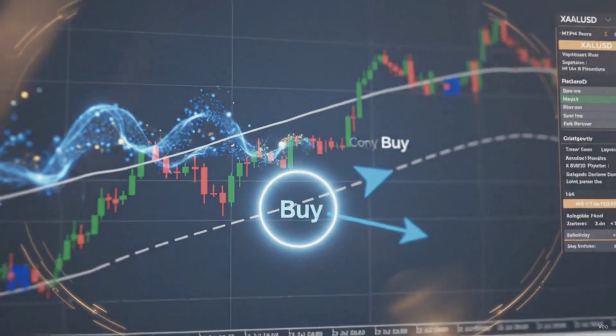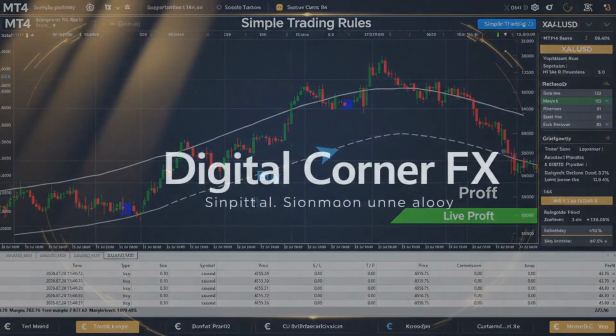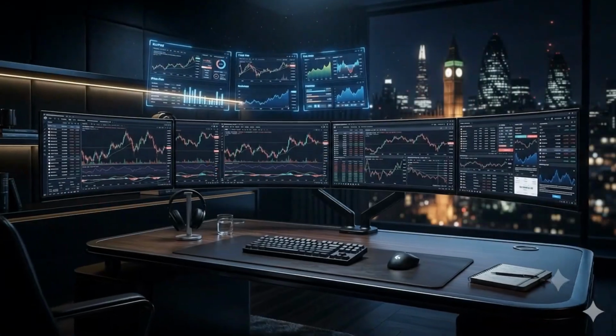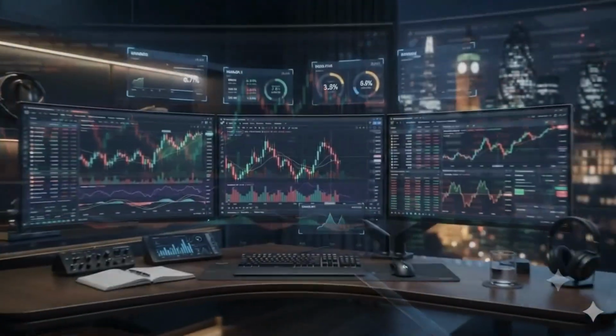In today's video, I'm going to show you a live trading example using our professional NovaPulse FX Non-Repaint Forex indicator on MetaTrader 4.